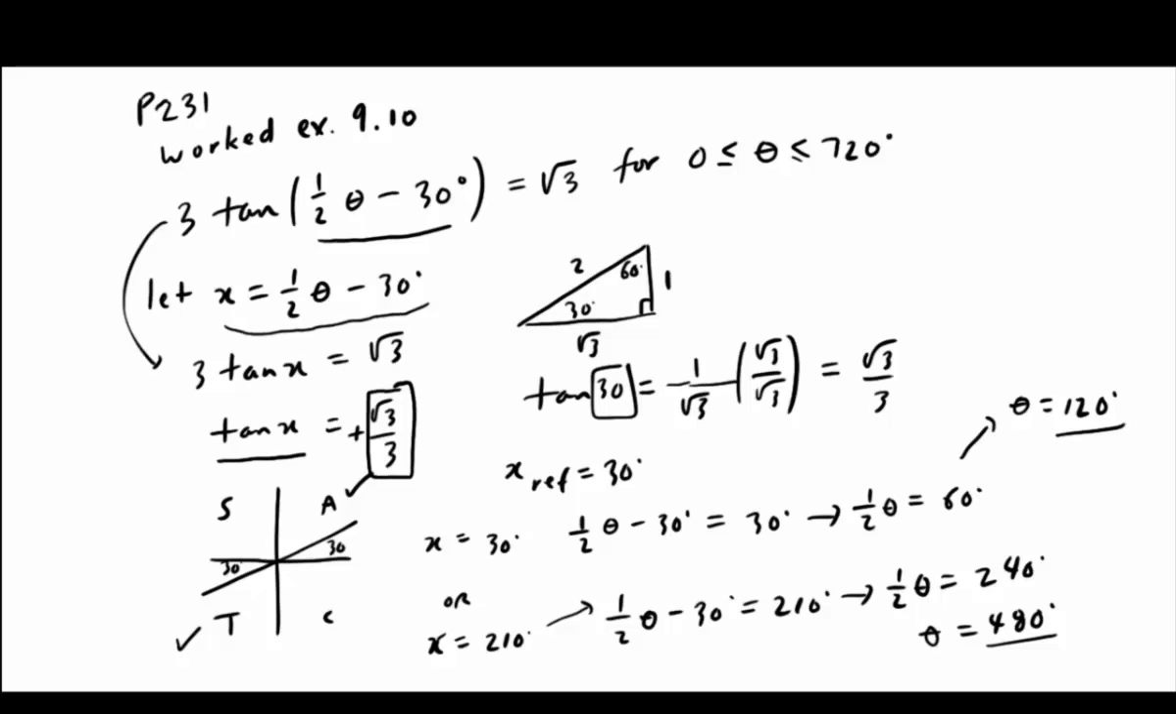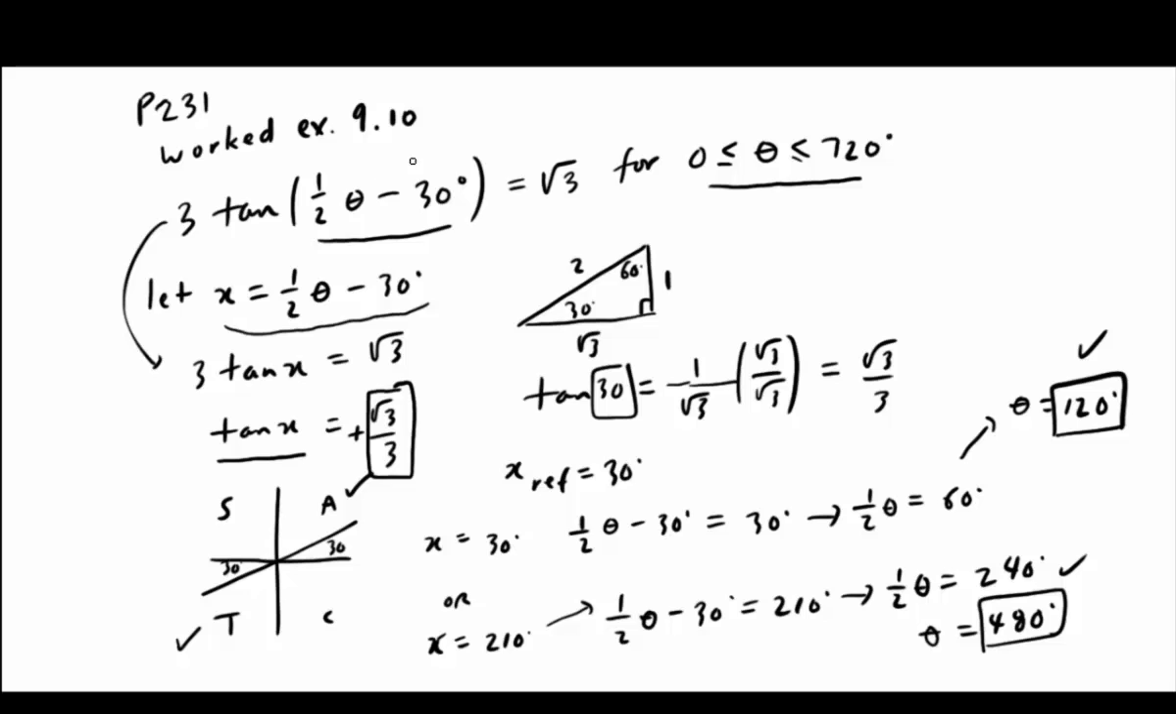Now let's check these answers. Up here, this is the domain. We're interested in solutions of theta between 0 and 720. Indeed, 120 and 480 belong within this domain, so these are good answers. The question is, are there more answers?